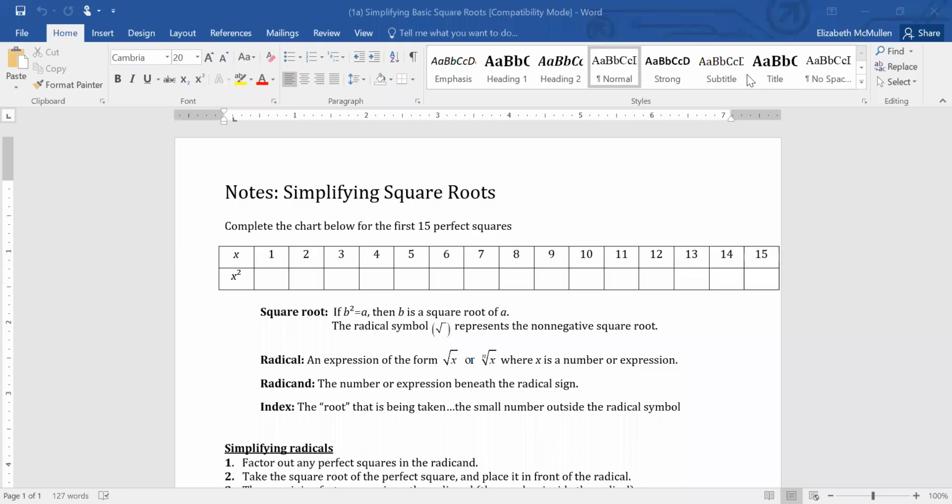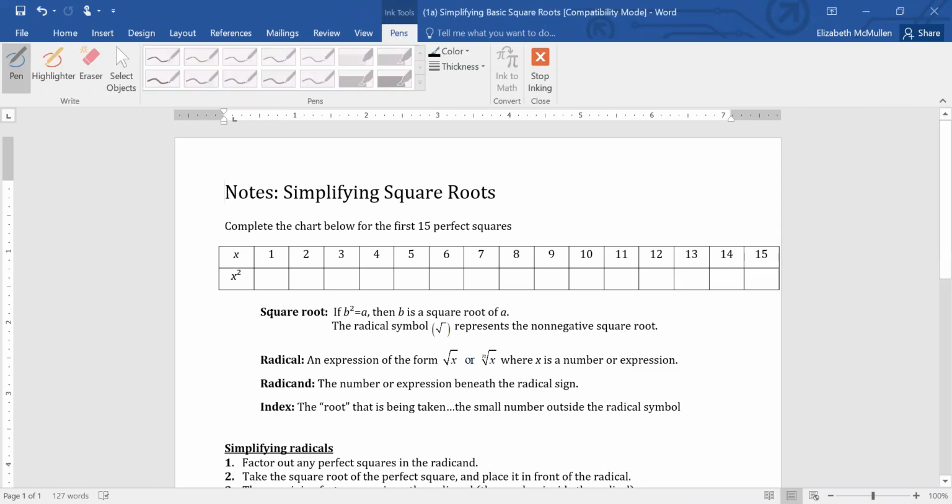All right, so today we're working on simplifying square roots. So remembering what a square root is, first let's start with just talking about what a perfect square is. We did this a little bit when we did our factoring. So let's just remind ourselves, shall we?